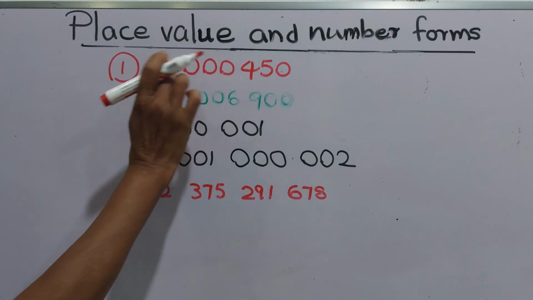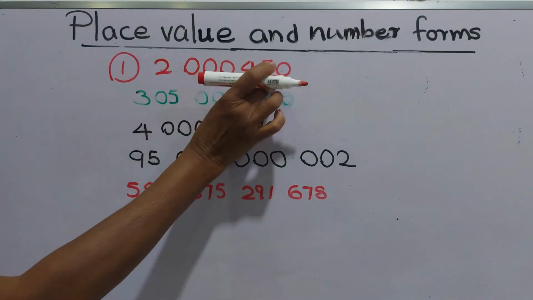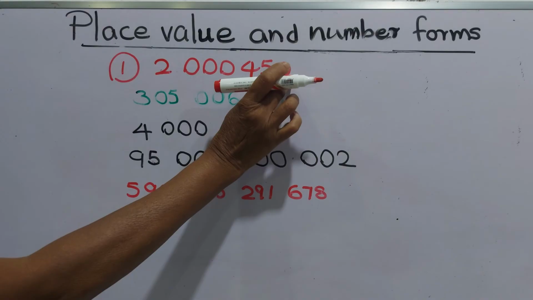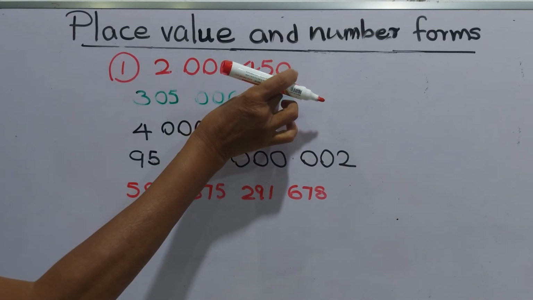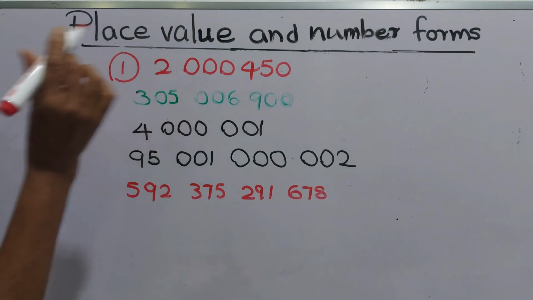We can read this number as 2,450,000. This is the way we are going to read this number, 2,450,000. That is the unit zone, this is the thousand zone, this is the millions zone.